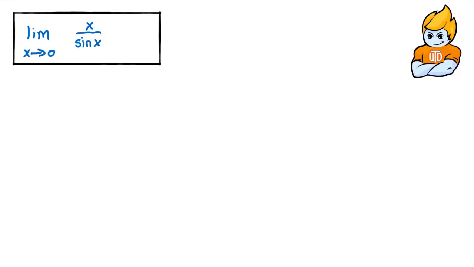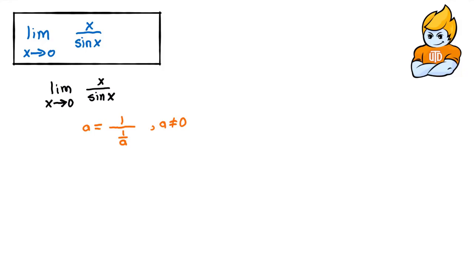For this example, let's find the limit of x divided by sine of x as x goes to 0. This is the reciprocal of what we're used to. Here, the answer is obviously 1, so we're done. Just joking. However, this is pretty simple.